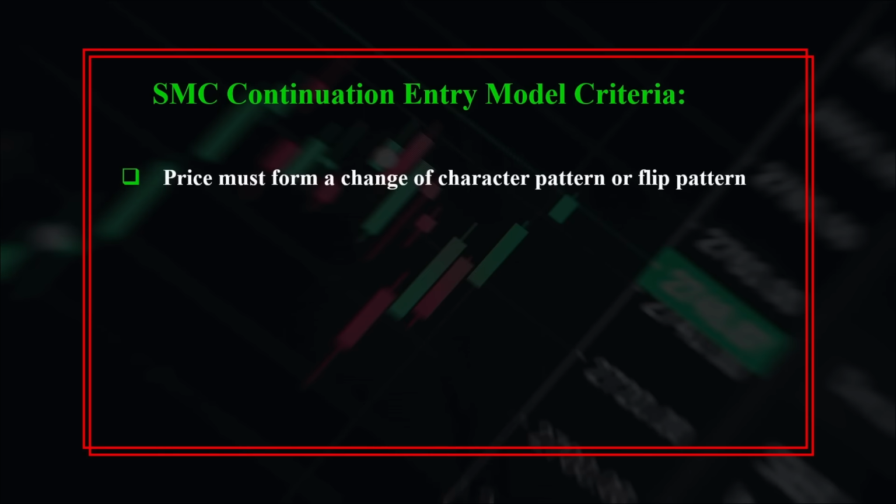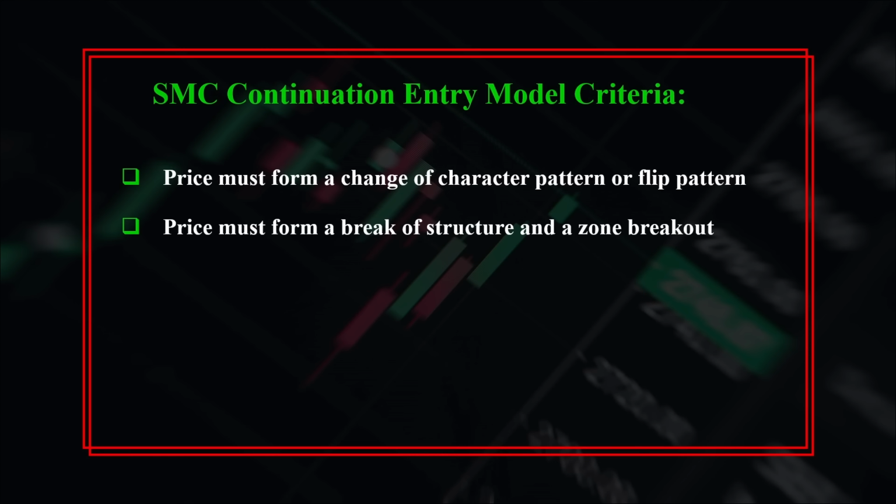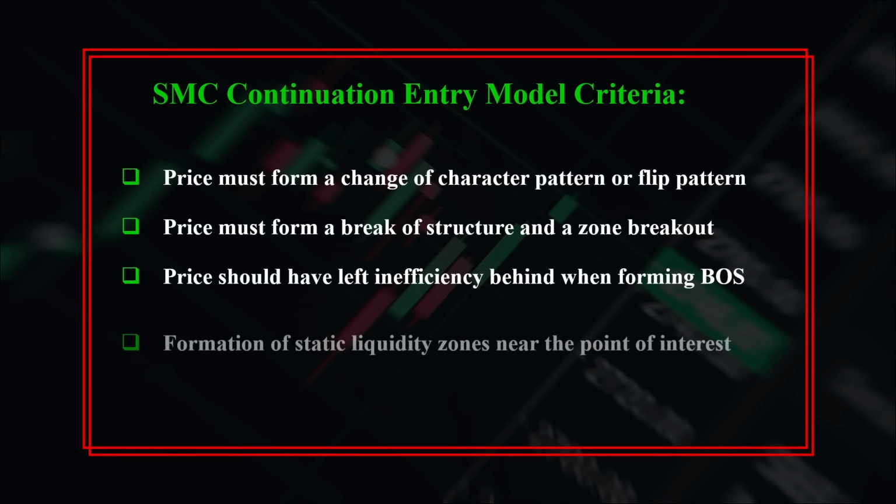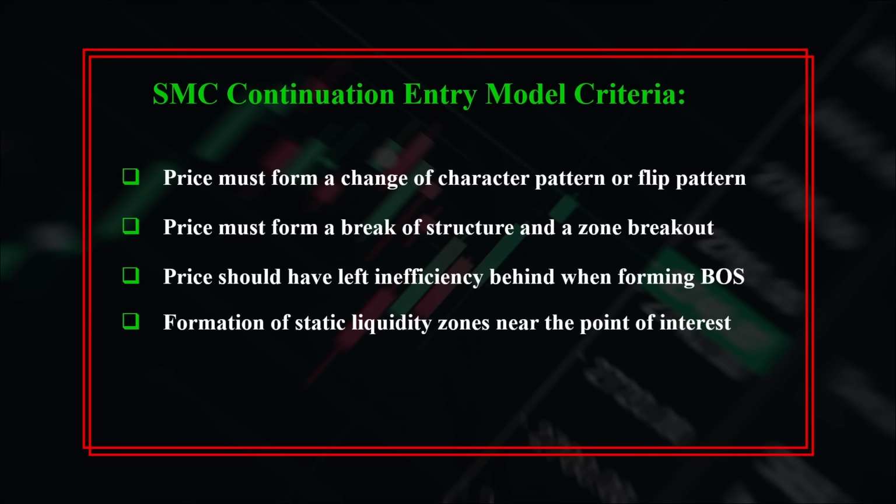The first rule requires the price to form a change of character pattern or flip pattern after reaching the higher time frame supply or demand zone. Subsequently, we must patiently await a break of structure and a zone breakout in the price movement. The third rule emphasizes that the price should have left inefficiency behind when forming a break of structure. The last and most crucial rule is the presence of static liquidity zones near our identified point of interest. In summary, to have an opportunity to execute continuation trades, it's essential that all of these rules and criteria are met, and there are no exceptions.